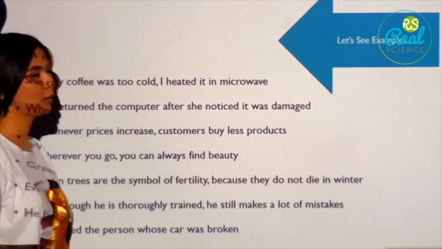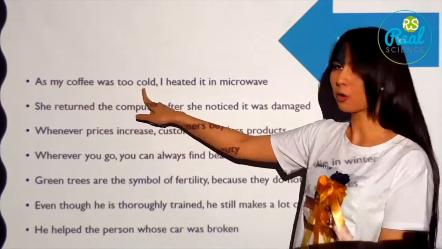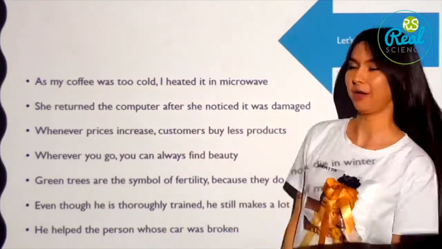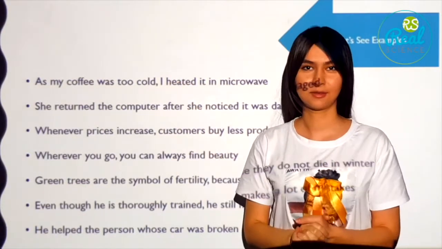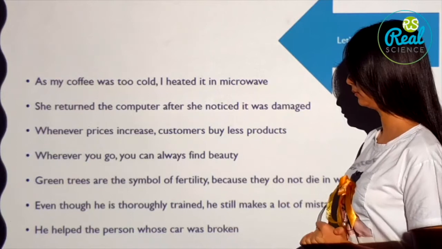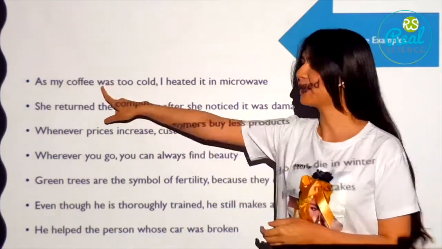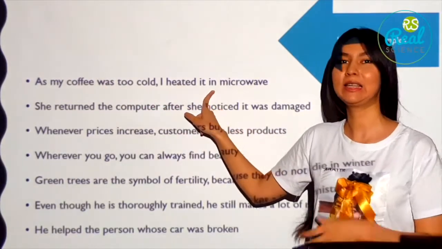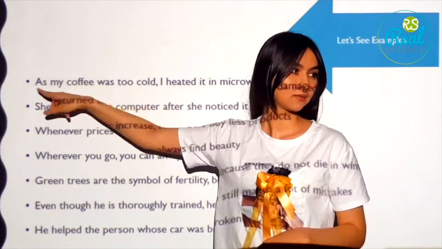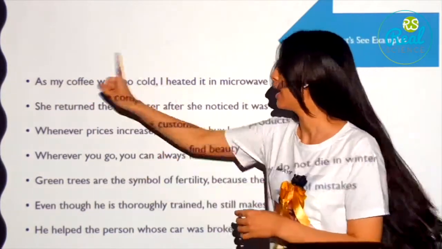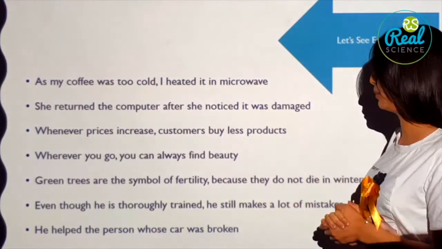Okay, let's see examples. The first one: as my coffee was too cold, I heated it in the microwave. Which one here is the independent clause, and which is the dependent clause? Yes, the first one is dependent, the second one independent. Here we have what kind of conjunction? Yes, here we have as. And also a comma after the dependent clause: as my coffee was too cold, comma. Good. I heated it in the microwave.